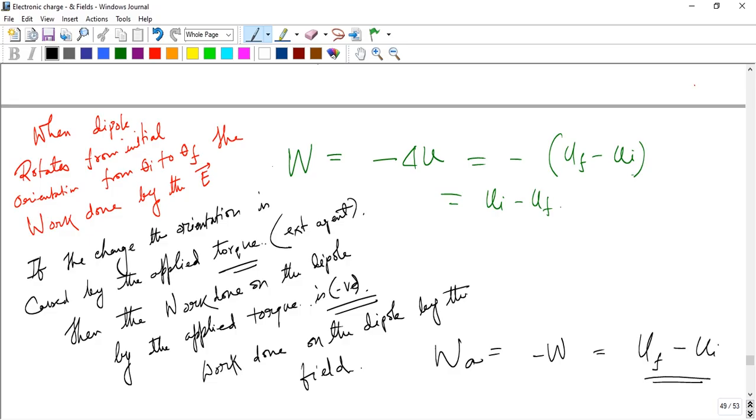Clear? That is the potential energy, or energy, of an electric dipole. Clear? Very easy concept. If you practice 2 or 3 times, then it is very easy. Okay, so today we end the class here. Thank you.